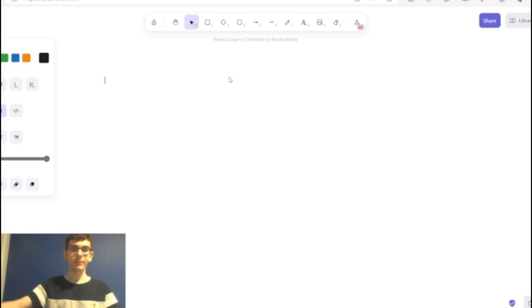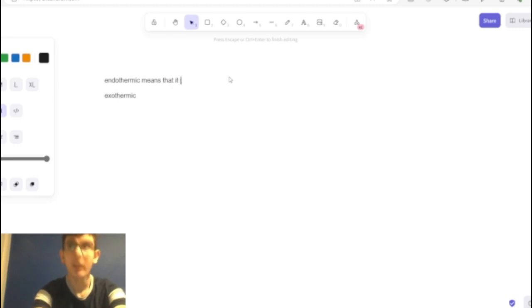So the first part of energy changes is the actual type of energy reactions. Now there's two types of energy reactions. There is an endothermic reaction and an exothermic reaction. Now, if we start with endothermic, it means that it is getting colder. So if it's getting colder, it's losing... No, it's taking heat in.